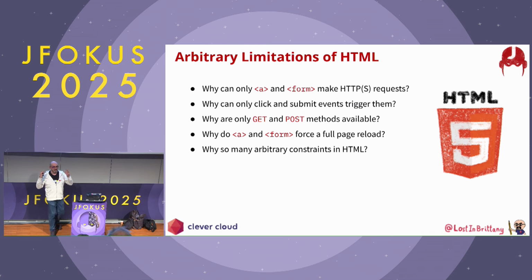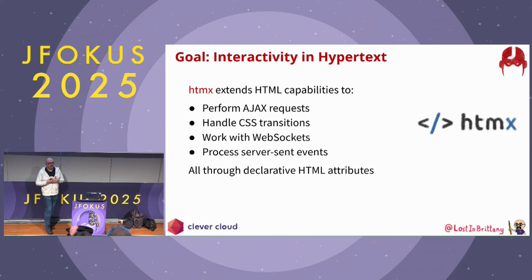Because it was made for library-like things. The web, at the beginning, was a big library. So the language wasn't meant to be used as we use it now. htmx tries to solve that by extending HTML capabilities.